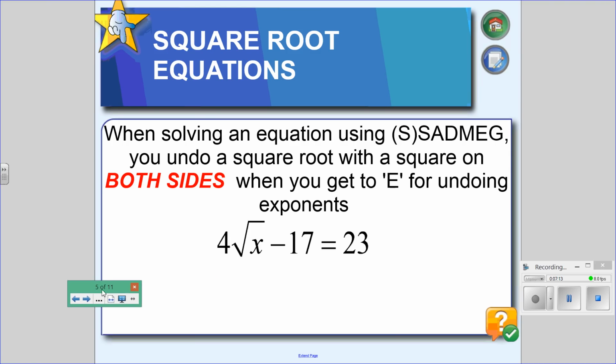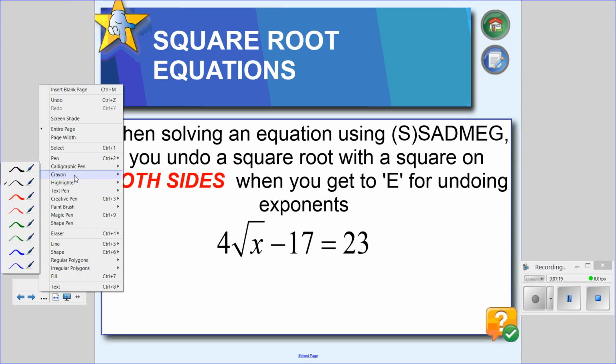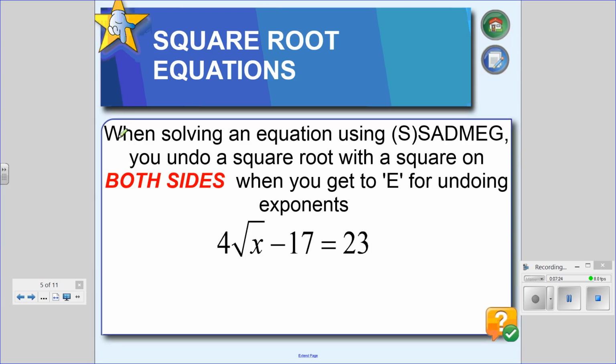Right? So when solving an equation using SADMEG, you undo a square root with a square. So if the inverse of a square is a square root, the inverse of a square root is a square. Hopefully I said that correctly. I think I did. Okay, you undo a square root with a square on both sides when you get to the E for undoing exponents.